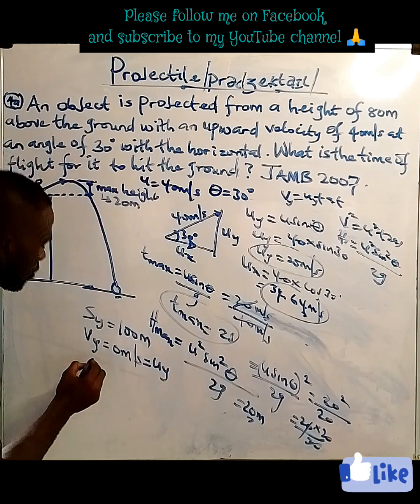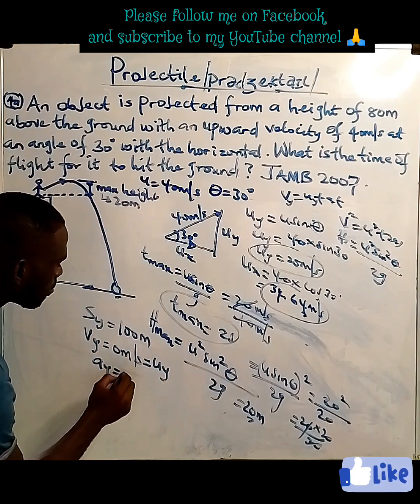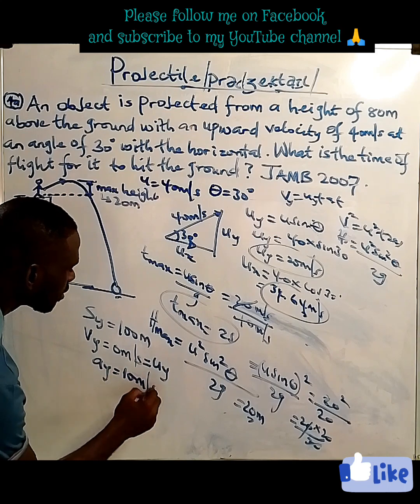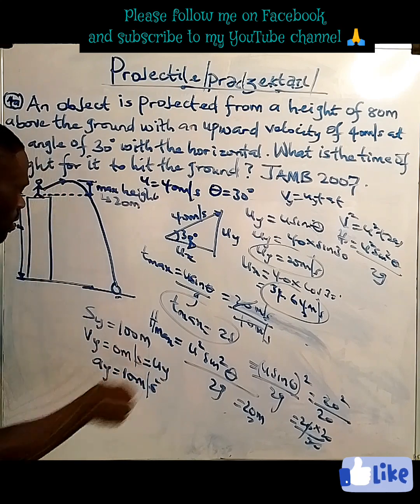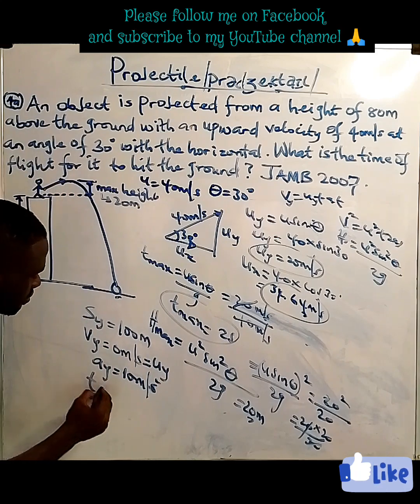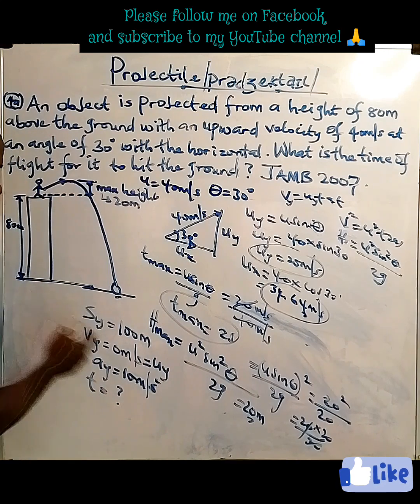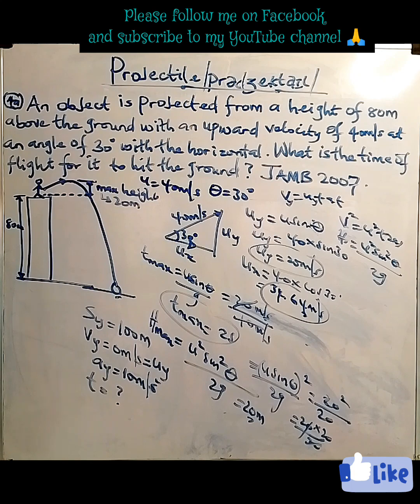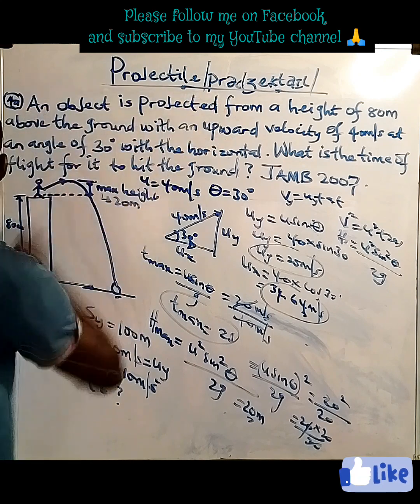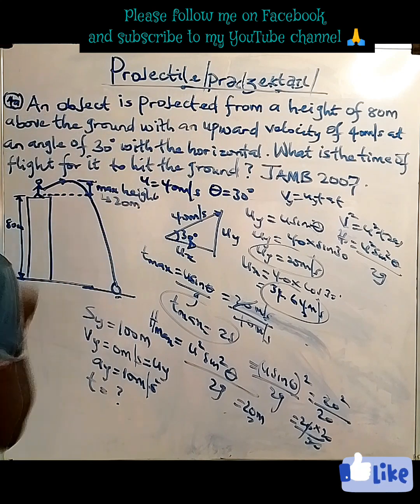We have the acceleration along the y-axis as 10 meters per second squared, because the body now is falling down. Then the time it is going to take is what we are looking for. So we have the initial velocity, we have the acceleration, we have the time. So the next thing we're going to do, let's take off what we have here and keep solving up here.